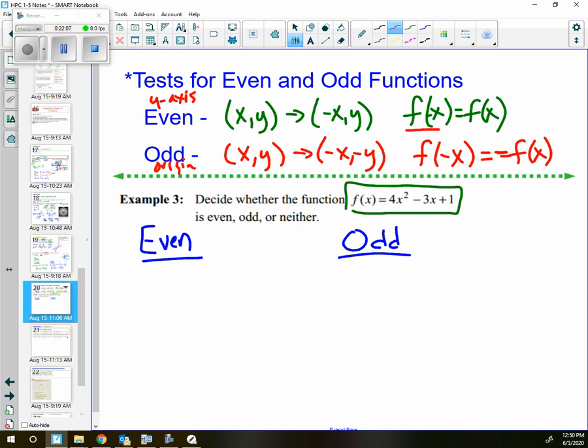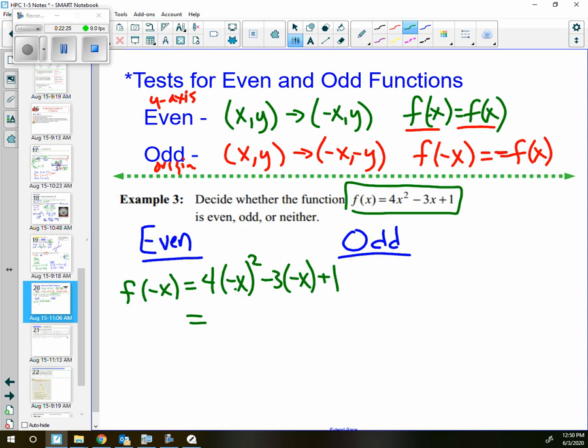In other words, is this sentence true? So let's go ahead and see if we can give that a whirl. I'm going to do f of negative x, see what I get. I'm going to replace every x with negative x and see if I get an equation that's equivalent to my original. All right, so let's see if that works.